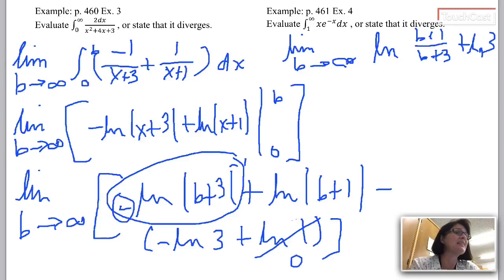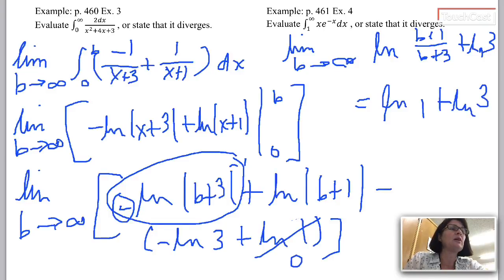Now when I take the limit as b goes to infinity of b plus 1 over b plus 3, that's just 1. This is going to equal the natural log of 1, because as b goes to infinity, b plus 1 over b plus 3 simplifies, right, to make the natural log of 1 plus the natural log of 3. Natural log of 1 is 0, so final answer, natural log of 3.